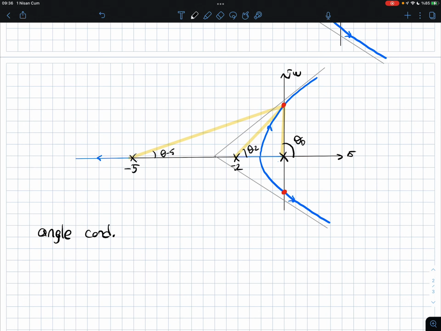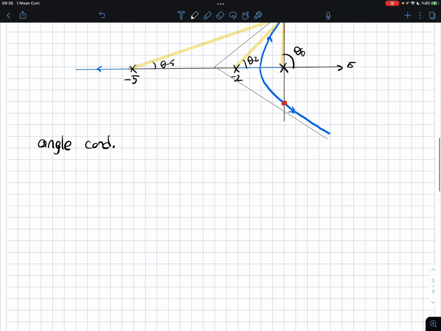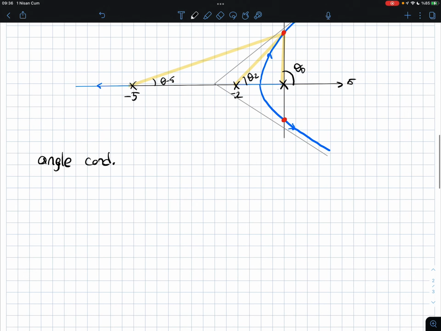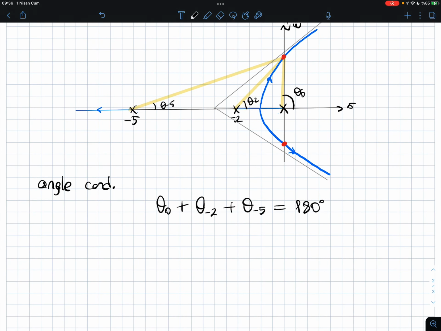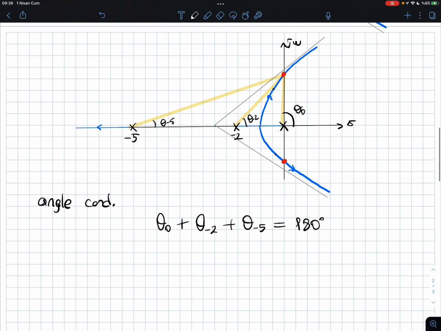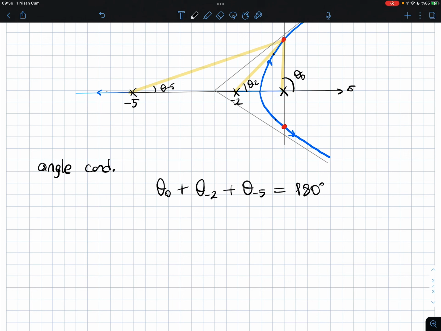So here, for every point on a root locus, the sum of these angles should be equal to 180 degrees. So if it's on the root locus, then theta 0 plus theta minus 2 plus theta minus 5 should be equal to 180 degrees. So this is satisfied at each point, even if I choose another point somewhere here, or anywhere else. I don't really have to be on this branch here. I might also choose this branch here. So this is satisfied for all the points on the root locus plot.